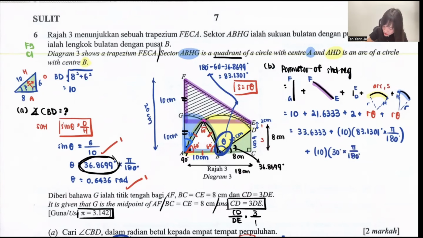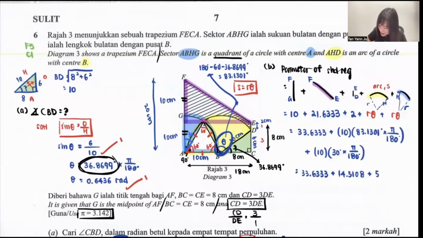Gonna change it to red again. Remember, all the pi, we press 3.142. If you are scared you'll be confused, you better press one by one. 83.1301 times 3.142 divided by 180 times 10 gives 14.5108. 30 times 3.142 divided by 180 times 10 gives 5.2367. Do I press wrongly? Wait, I'm gonna make sure I press correctly. Yep. So plus all the answers together. Are you getting 53.3808? 53.3808 is a length, so cm. Done.